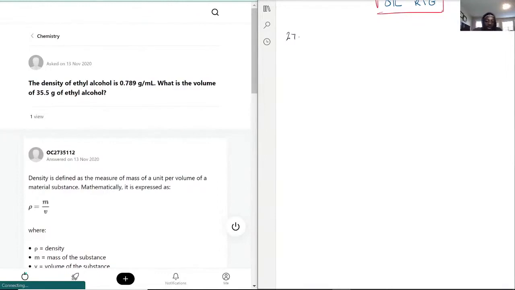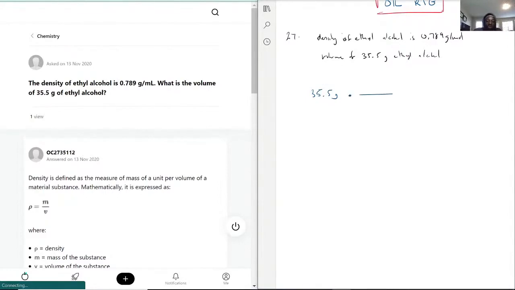So you started out with, well, actually let me write the question down. Density of ethyl alcohol is 0.789 grams per mole. What is a volume of 35.5 grams of ethyl alcohol? Okay, so let's start with what we know. We know we have 35.5 grams of ethyl alcohol.